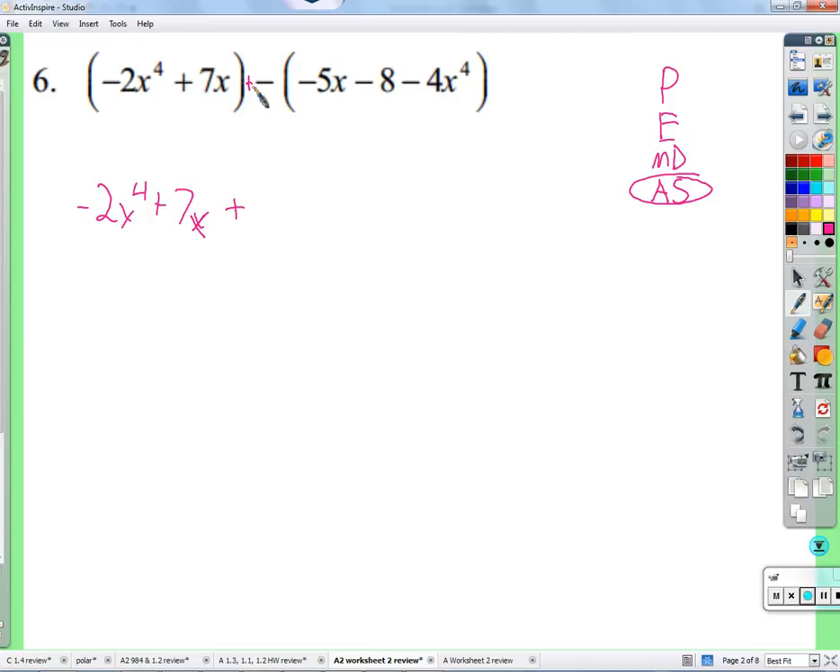Be careful. So we'll distribute this negative and we'll get positive 5x. So we just put plus 5x. Negative times negative 8, it's plus 8. Negative times negative 4x to the fourth, that's positive 4x to the fourth.